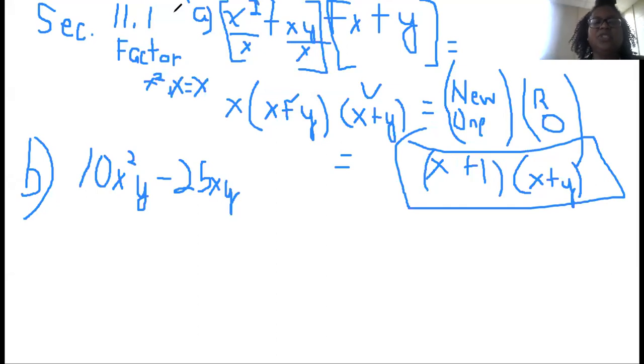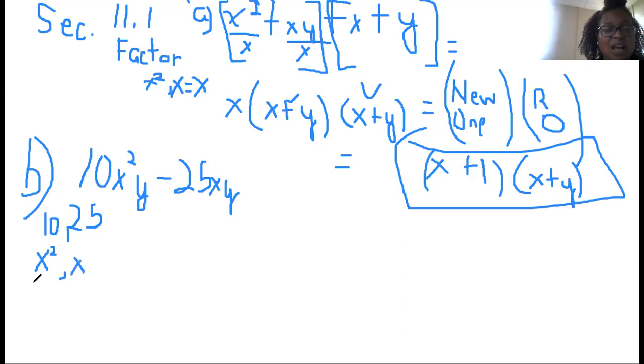Model B shows 10x squared minus 10x squared y minus 25xy. Once again, the direction is asking us to factor. So what will occur here is that I first will break down my terms. What terms do I have? I have 10, 25. Those are my numbers. What about the x terms? What do I have? x squared and then I show x, okay? Then lastly I show y, and in the second monomial, I have a y, okay?